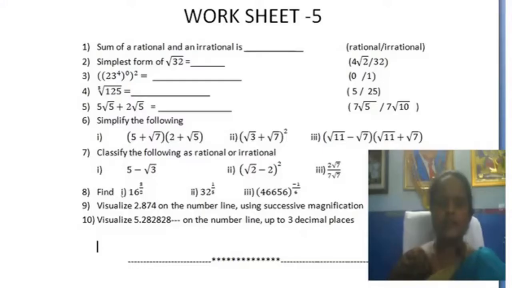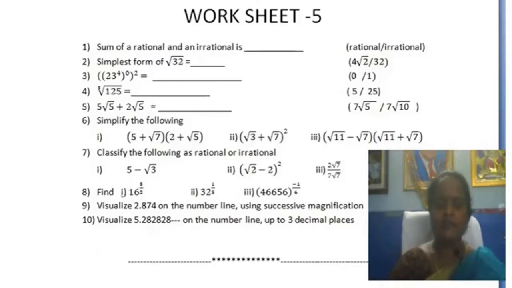Children, take your homework, worksheet 5. First question, sum of a rational number and irrational number is dash. Option, rational or irrational. Second one, simplest form of square root 32 is equal to dash. Answer, 4 root 2 or 32. Third one, (23 power 4) whole power 0 whole power 2 is equal to dash. Answer, 0 or 1. Fourth, cube root of 125 is equal to dash. Answer, 5 or 25. Pick any one.